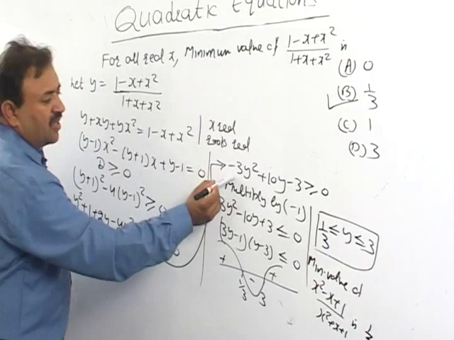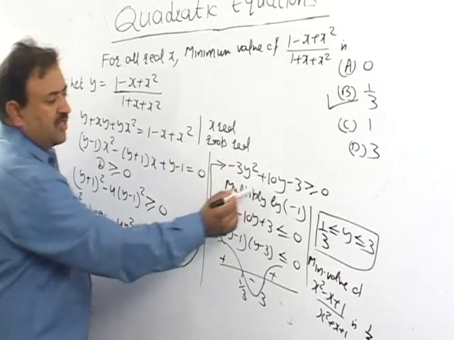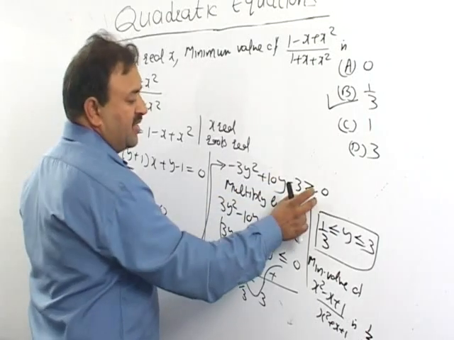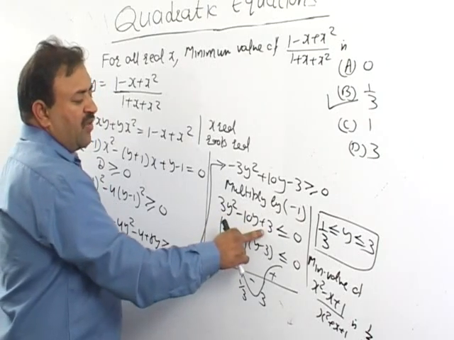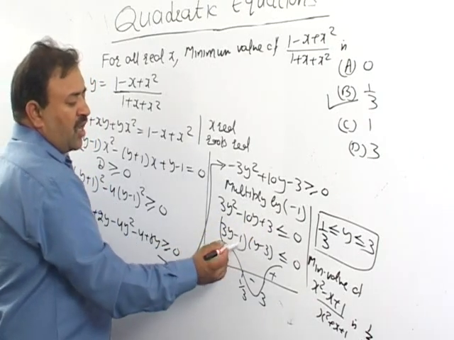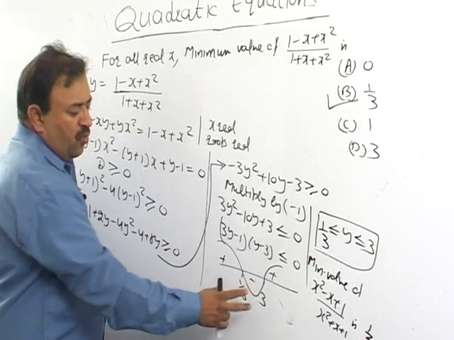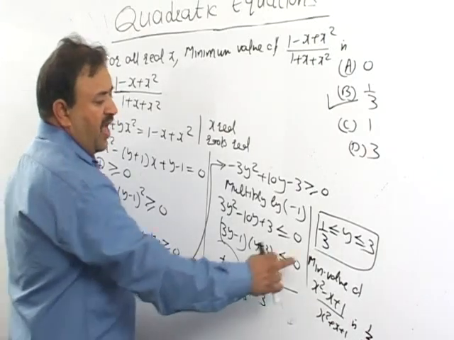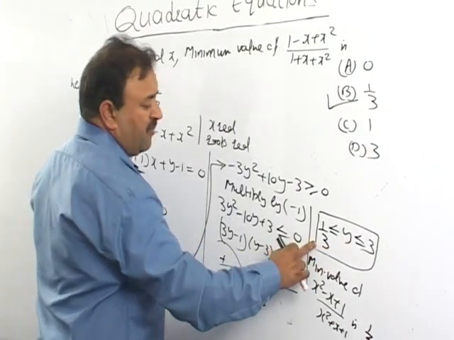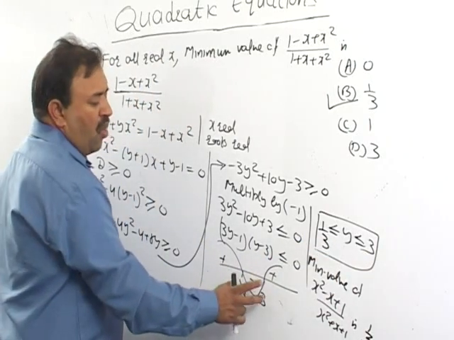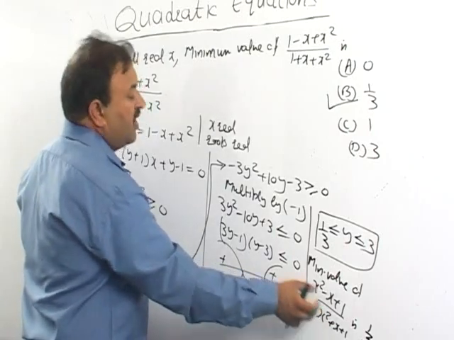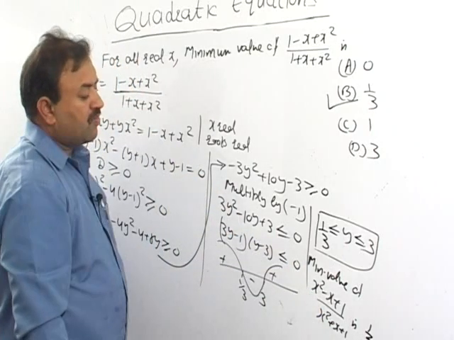We get this equation: minus 3y square plus 10y minus 3 greater than or equal to 0. Multiply by minus 1: 3y square minus 10y plus 3. Now the roots are 1 by 3 and 3. Now we apply the wavy curve method and the value of y will lie from 1 by 3 to 3. We can say the minimum value of this expression, or y, is 1 by 3.